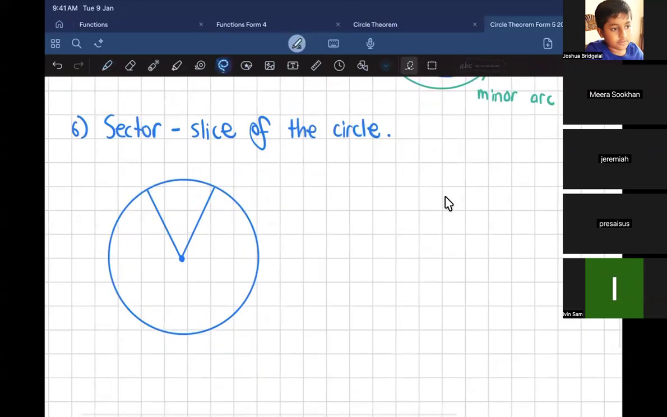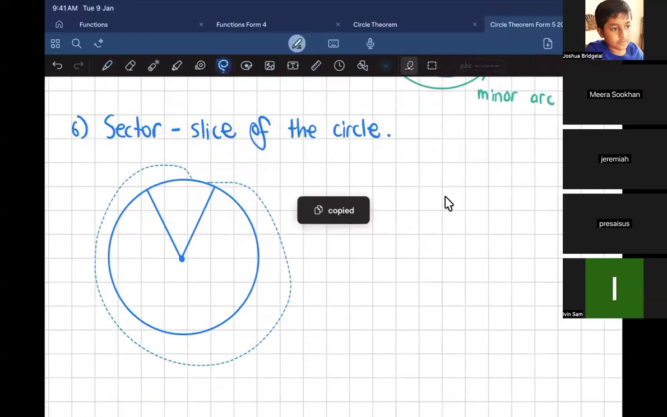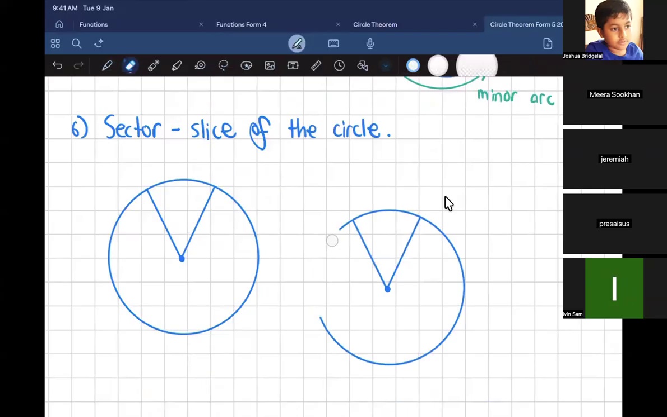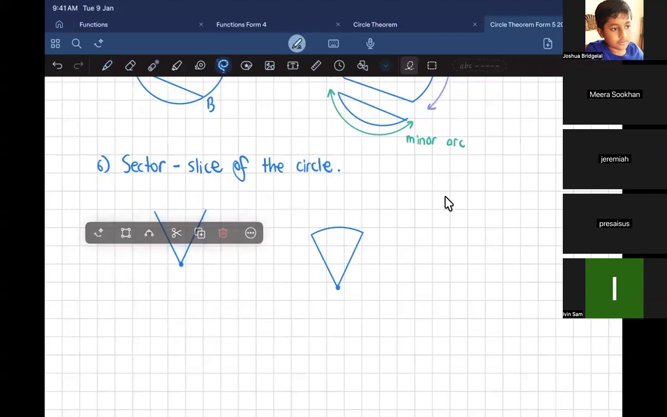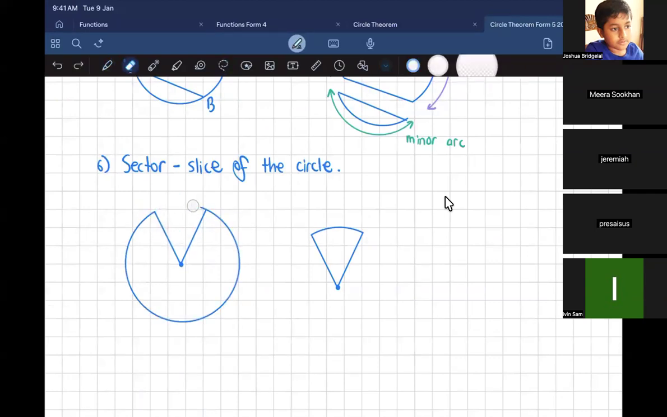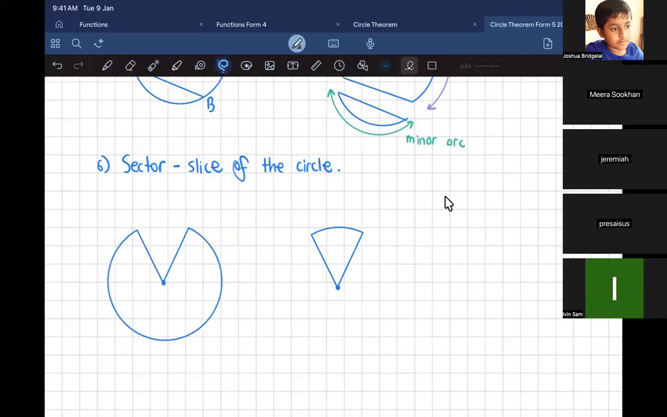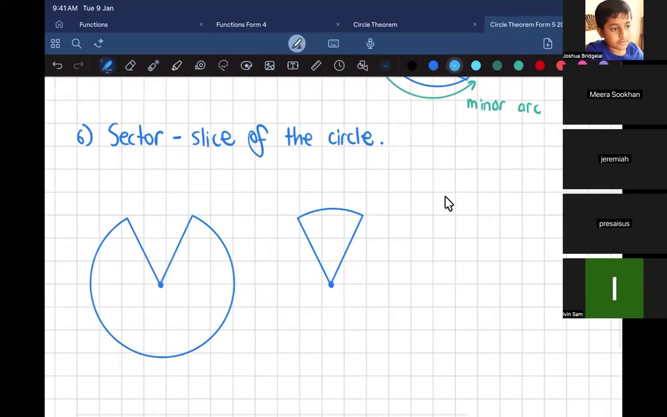Wait, let me take the same diagram. All right, so do you all understand what I do? I just take the pizza and I cut a slice. Do you all see what's happening? Is there anybody confused by that? Okay, good. Now, there are some key things you need to know about a sector.